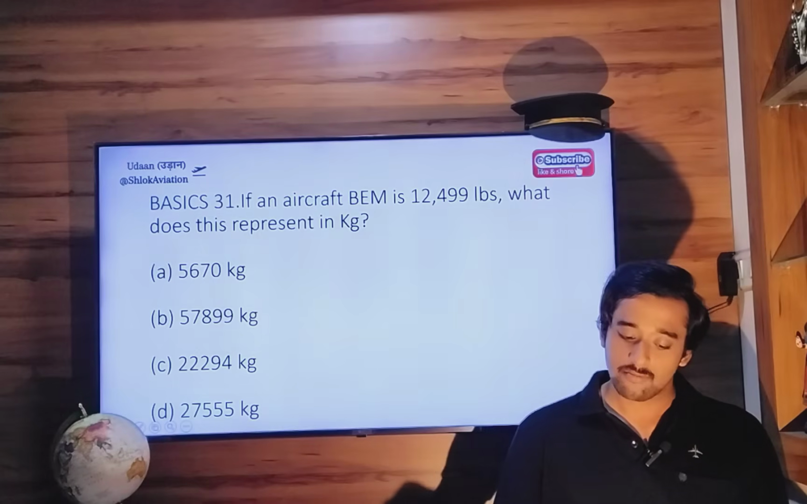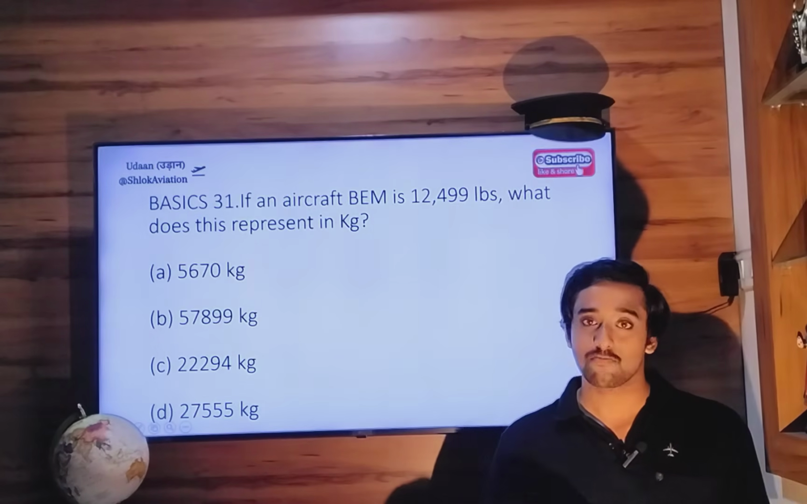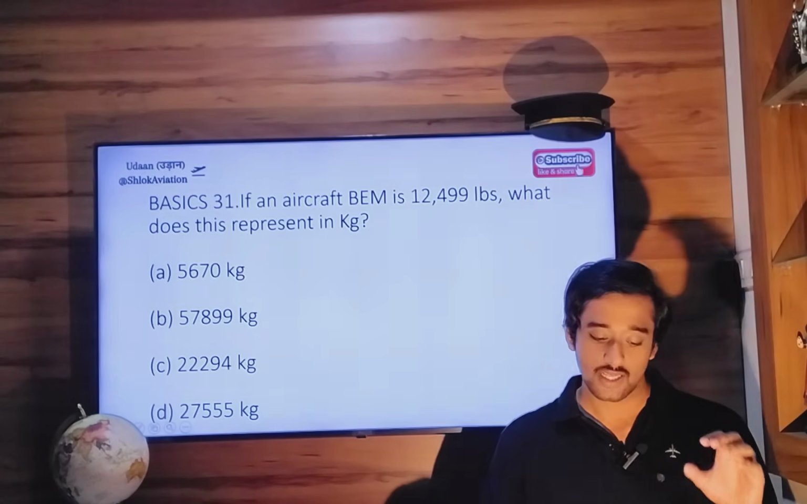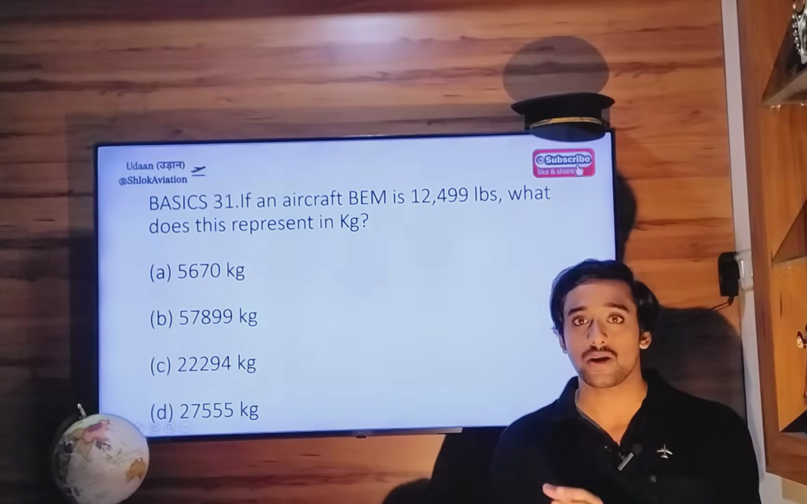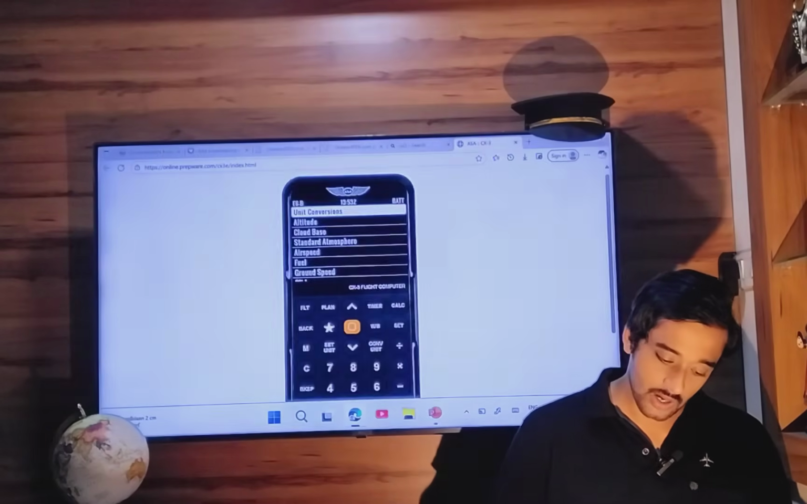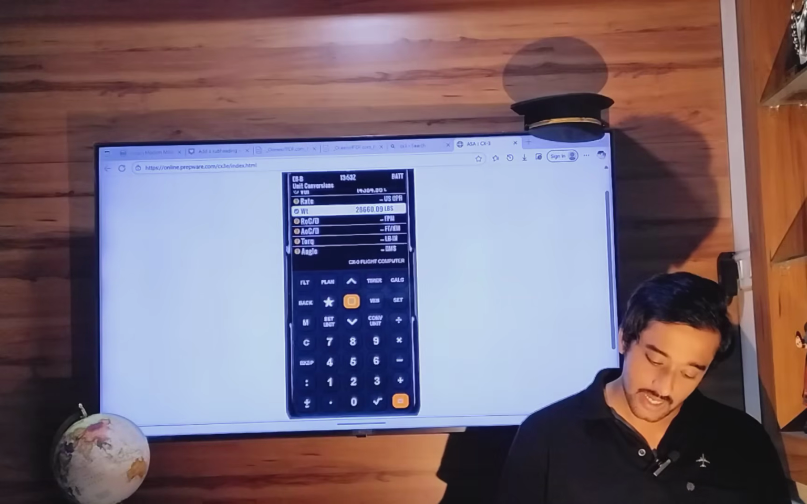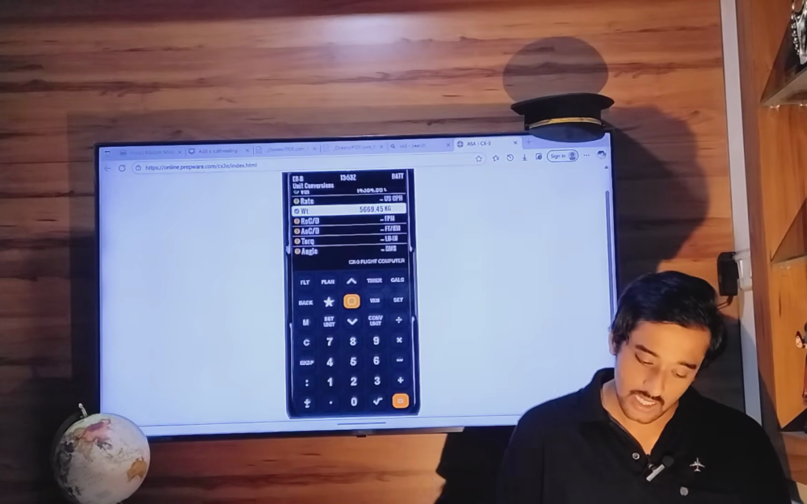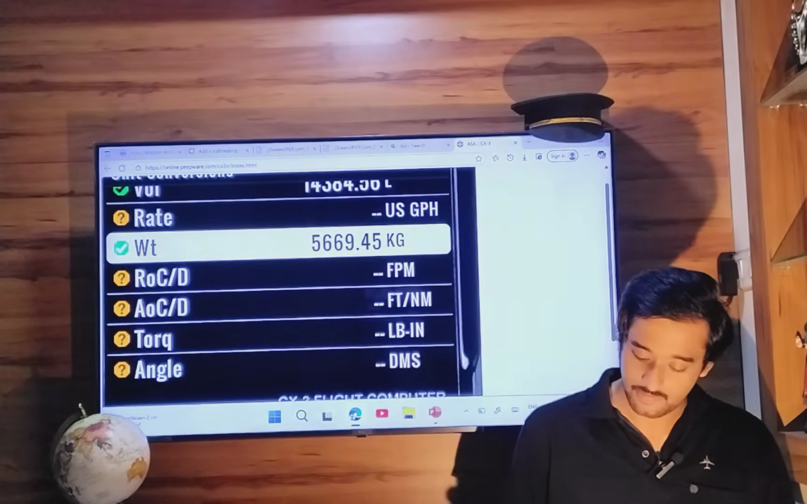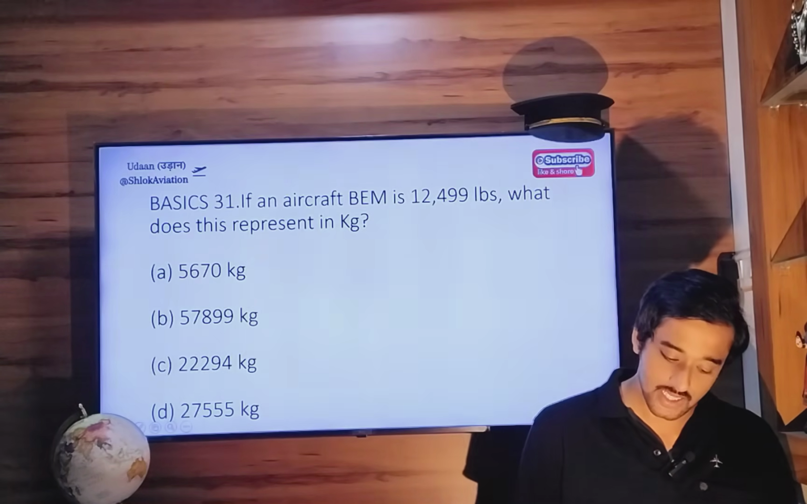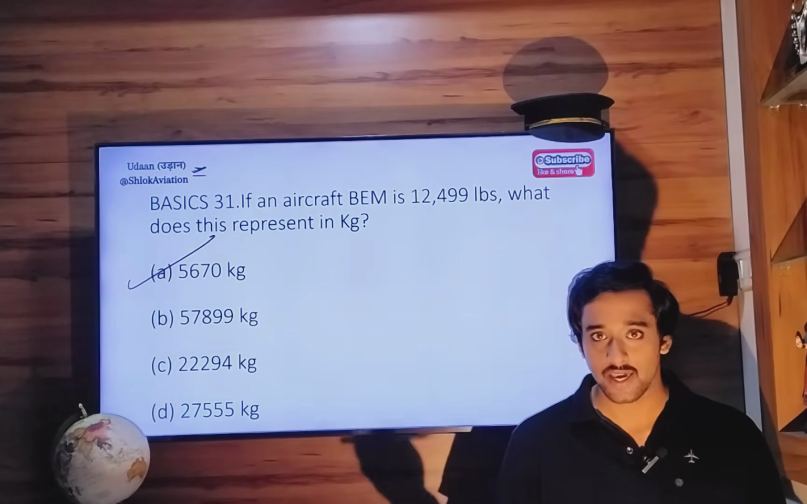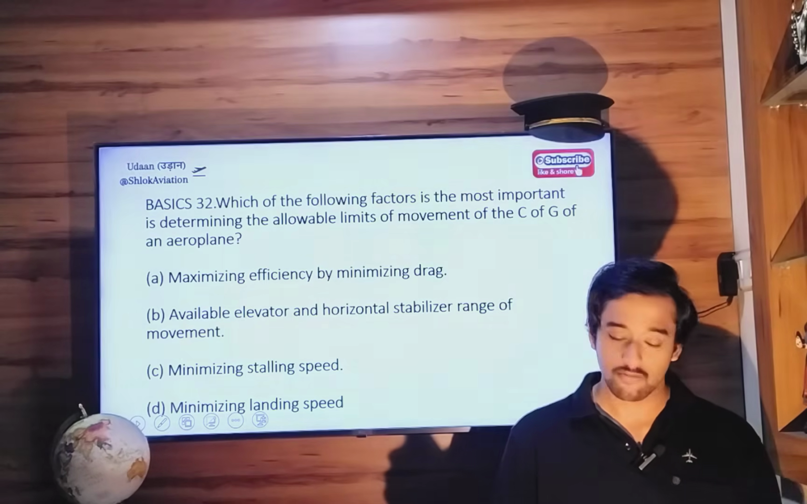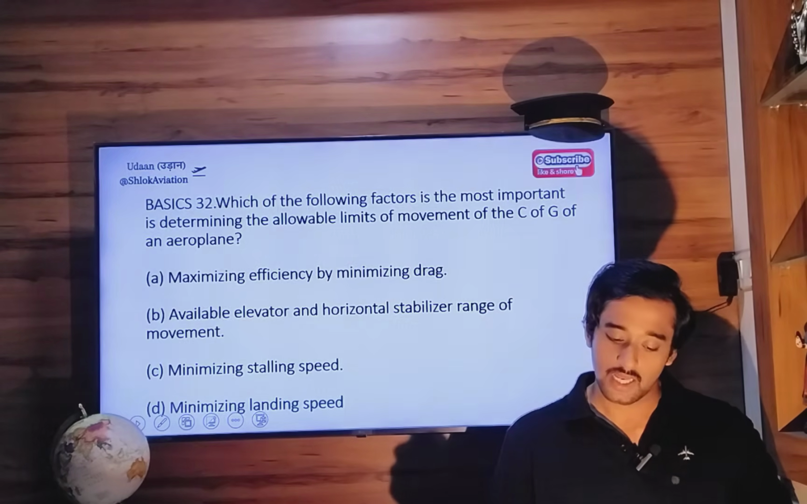If aircraft basic empty mass is 12,499 pounds, what does this represent in kilograms? Meaning, you have to convert this weight in terms of pounds into corresponding kgs. So right here 12,499 pounds. Convert this: 5669. So the correct answer is 5670, Option A.